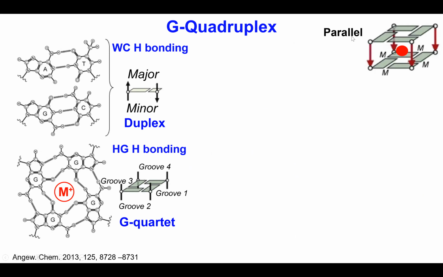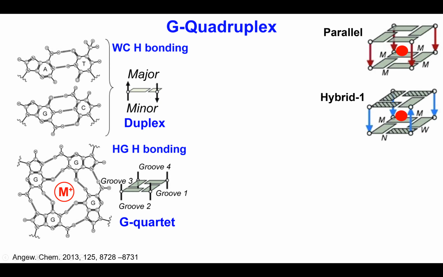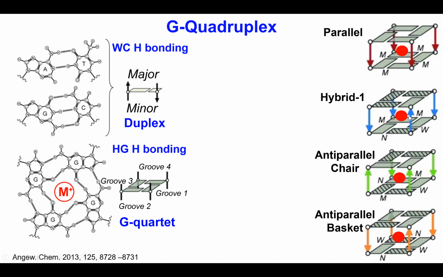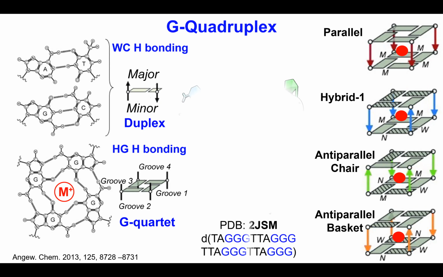So we can have different types of conformation. For example, the parallel conformation, where all strands are in the same orientation. We can have a hybrid, where three strands are in one orientation and one strand in a different direction. As well as the antiparallel conformation, where two strands are in one direction and two strands in the other direction, or this type of basket conformation. So we can have four different types of conformation of this system.